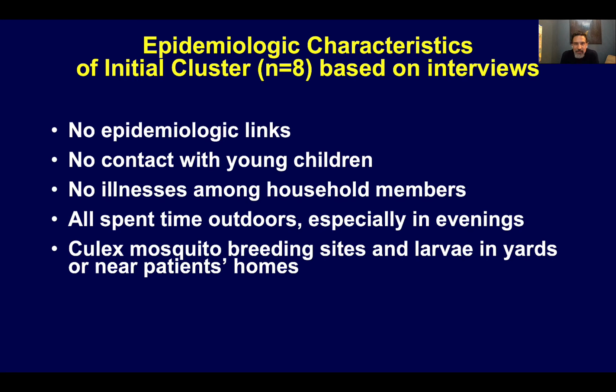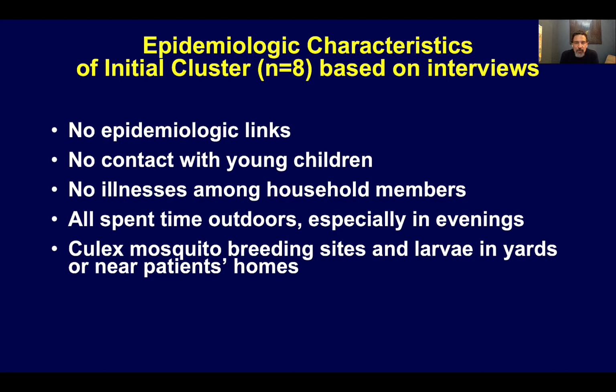And in the absence of an etiologic diagnosis and known cause of the outbreak, we needed to turn to epidemiology for clues. And so interviews with patients and families revealed actually no clear epidemiological links, like attendance at a common social event or a church supper or a restaurant. None of the patients reported having any contact with young children, and they had little social contact outside of the home. Importantly, no other household members were ill, making person-to-person transmission less likely.